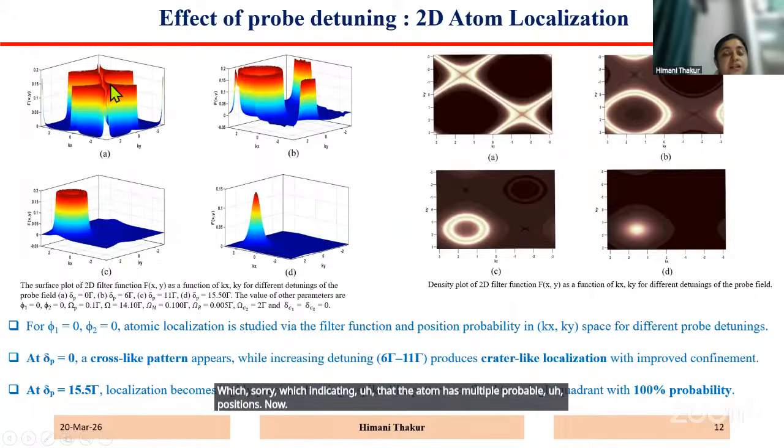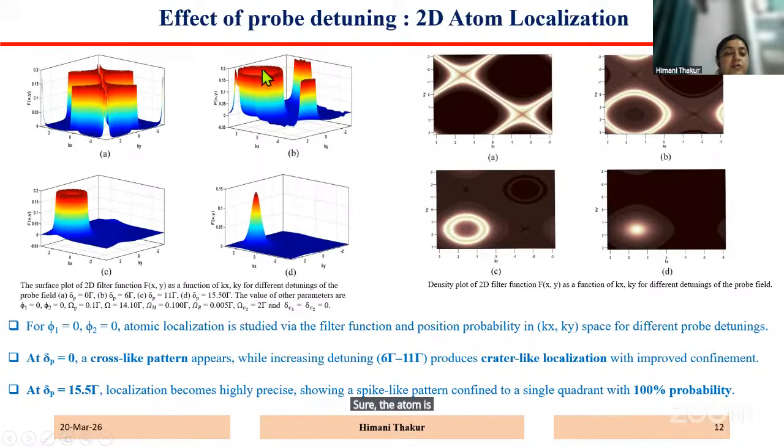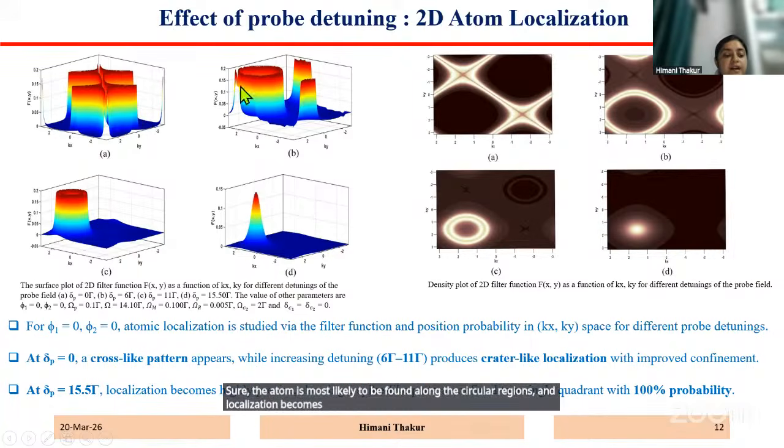Now when we increase the detuning to 6 gamma, the pattern transforms into a crater-like structure. Here the atom is most likely to be found along the circular regions, and localization becomes more defined. And for the case when we substitute delta P as 11 gamma, this reduces the size of the crater, and this indicates an improvement in localization precision.